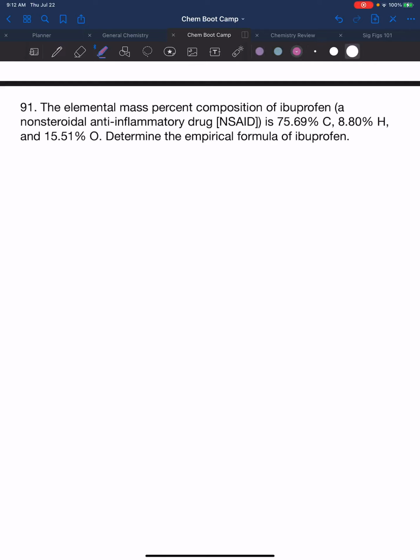Hey guys, we're given here a problem where we want to find the empirical formula of ibuprofen, given percentages of elements within the drug. The first thing I want to make note of is that usually whenever you have a percentage, it means like 75.69% of carbon out of 100 grams of the compound or solution. You'll see that later on in the year. But a percentage just means out of 100 grams, so we can just use those percentages as grams themselves.